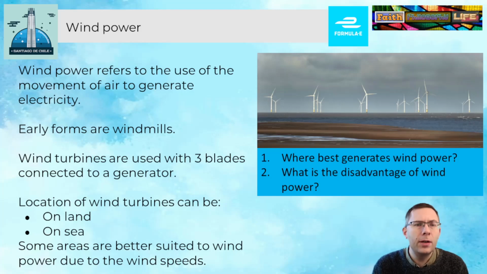Wind power refers to the use of movement of the air to generate electricity. I'm sure you've seen wind turbines. These are wind turbines up at a beach near me. Early forms were windmills. I'm sure you know what a windmill looks like. If you don't, Google it. Wind turbines have three blades that are connected to a generator. There's lots of wind turbines that can be found on land and at sea.